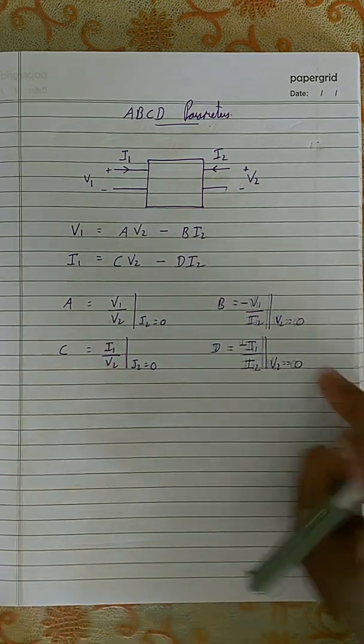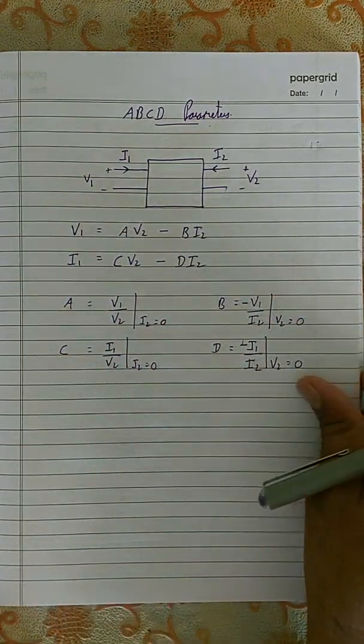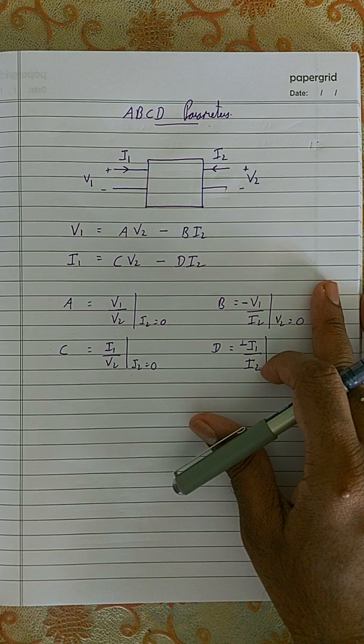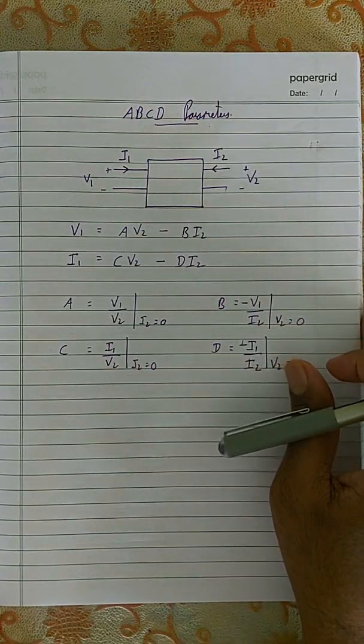This is how we find the value of A, B, C and D. That's it. This is about the ABCD parametric equations. Next we are going to learn what are the conditions of reciprocity and symmetry of the ABCD parameters.